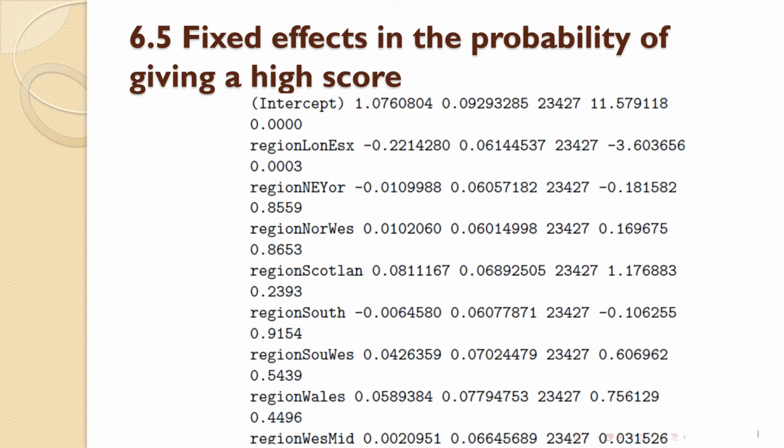So if we look at the London Essex region term, this is significant and negative, so this indicates that respondents from this region are less likely to award a high score on these surveys. Okay, and just to recap, this is significant because it matches the earlier regional effect that we identified.